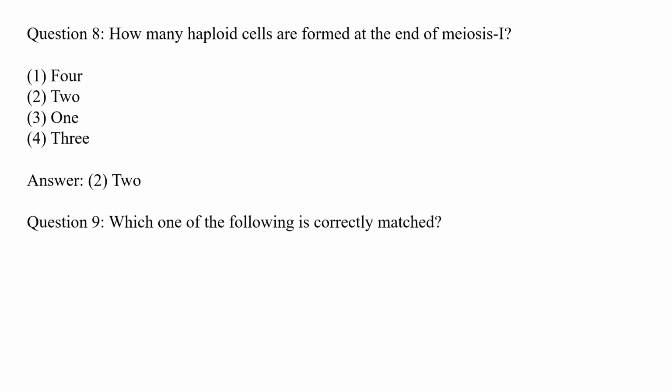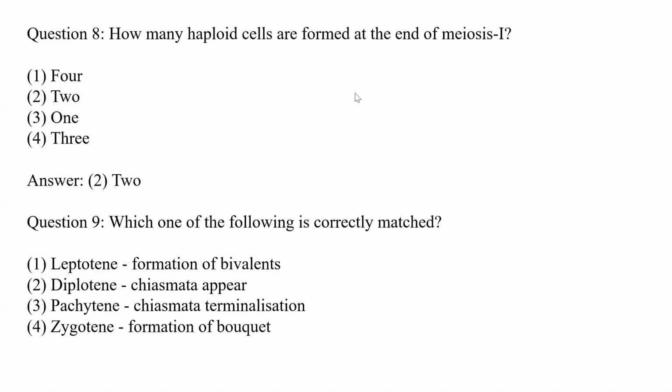The last question is, which of the following is correctly matched? In the leptotene, there is a formation of bivalents. In the diplotene, chiasmata appear. In the pachytene, chiasmata terminalization, or in zygotene, the formation of bouquet. So the correct answer is diplotene, where the chiasmata appear, and this chiasmata is the result of the crossover of the non-sister chromatids of the homologous chromosomes.